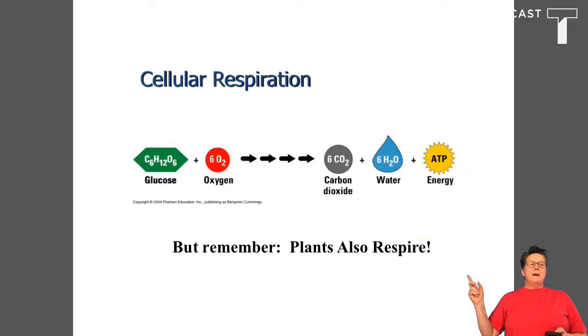But we have to remember that it's not that producers do photosynthesis and consumers do cellular respiration, because producers, such as plants, also need to respire. Remember that they make this chemical energy for their own growth and metabolism, not just to be benevolent to animals. Okay, so the fact that plants also respire is an important thing to remember.